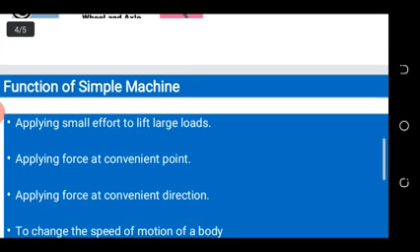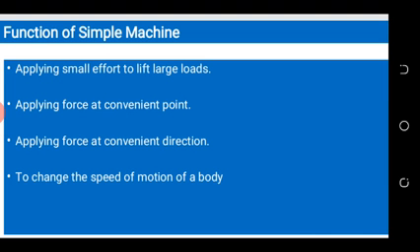Now, what are some of the functions of simple machines? First, they help us to lift a large load. You can apply a small effort and lift a large load. For example, the example I made earlier on scissors, cutting paper. Without scissors you can cut a paper, but the effort you will put in will be more than the effort you would put in with scissors. So that is an advantage of a machine.